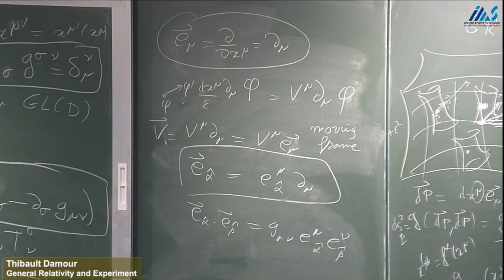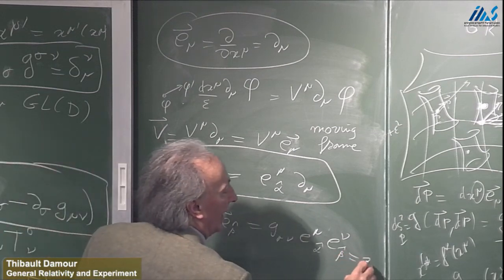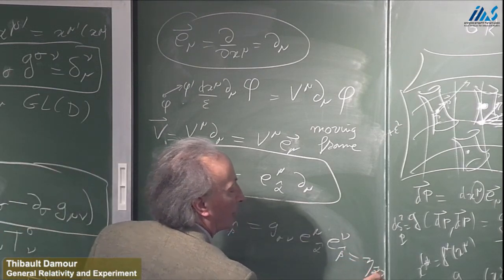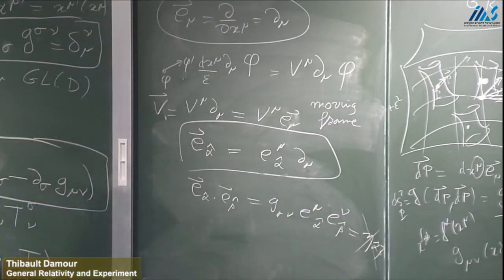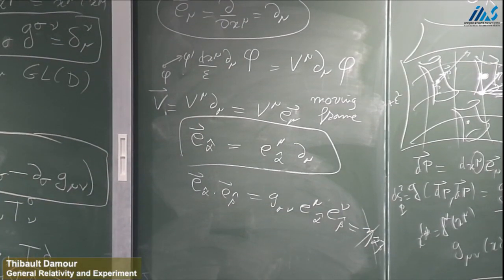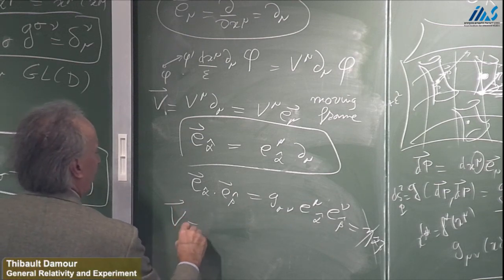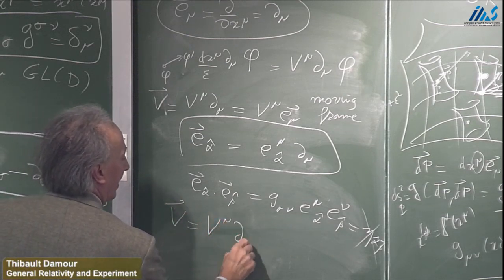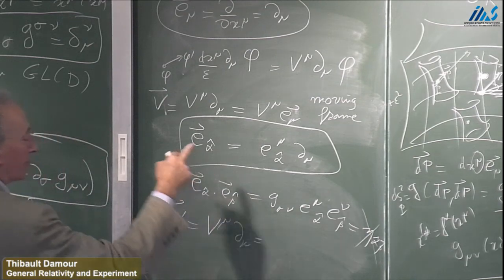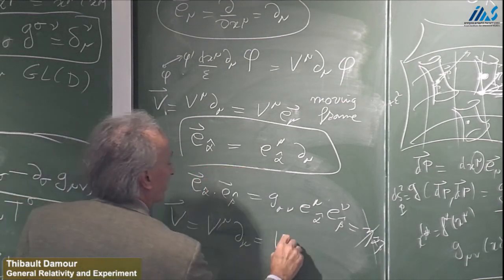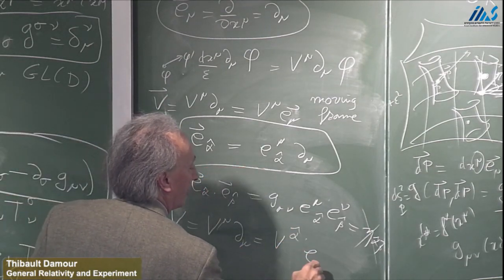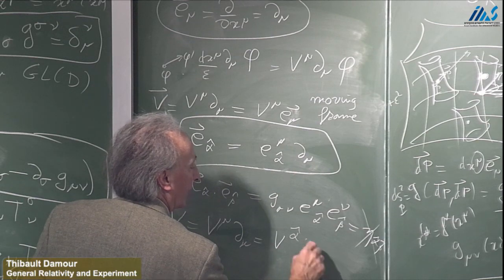And if I want this frame to be orthonormal, I would impose this. But I do not impose this for the moment. It's just an example of a general frame. If I have a vector V, which in natural coordinates has V mu components, I can re-express it as V alpha along this frame. So this is like ordinary geometry.